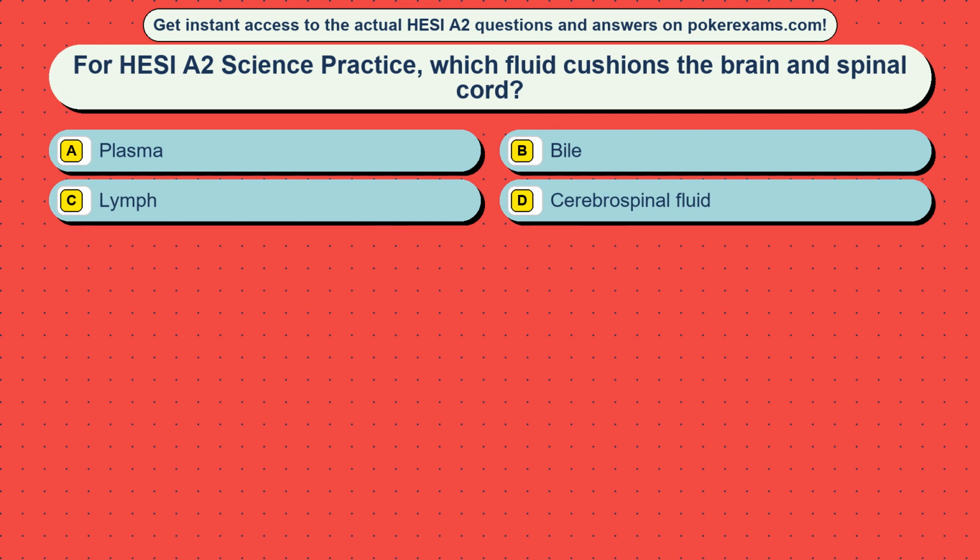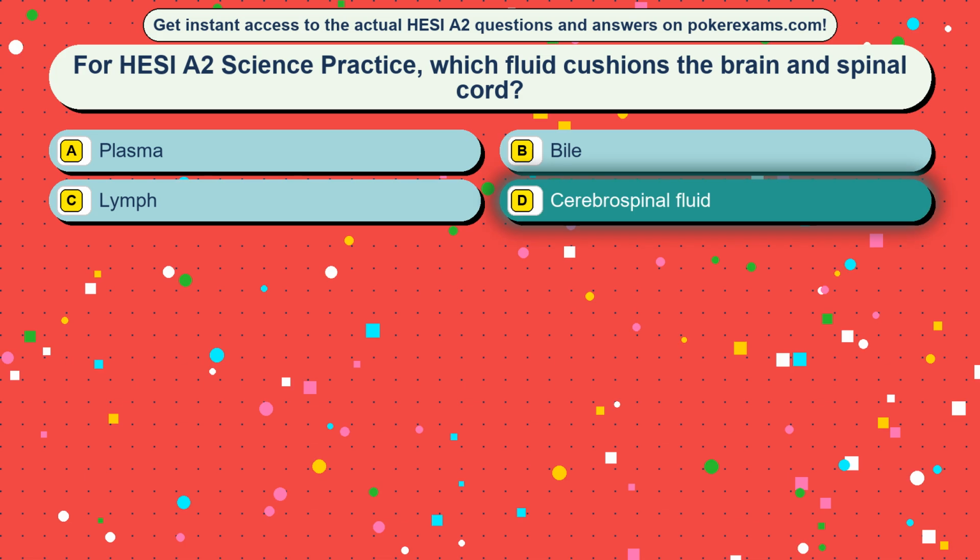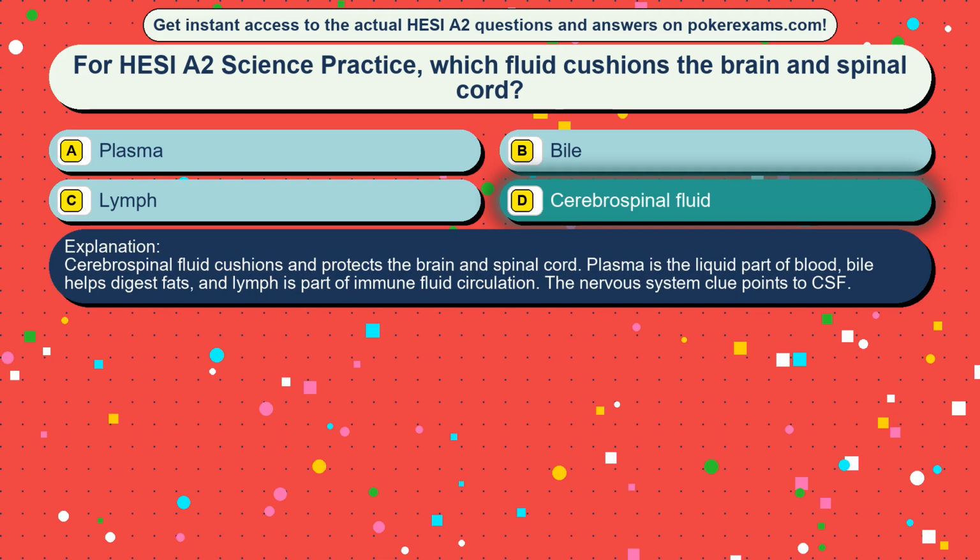Question 2. For HESI A2 Science Practice, which fluid cushions the brain and spinal cord? Option A, plasma. Option B, bile. Option C, lymph. Option D, cerebrospinal fluid. The correct answer is option D, cerebrospinal fluid. Cerebrospinal fluid cushions and protects the brain and spinal cord. Plasma is the liquid part of blood, bile helps digest fats, and lymph is part of immune fluid circulation. The nervous system clue points to CSF.